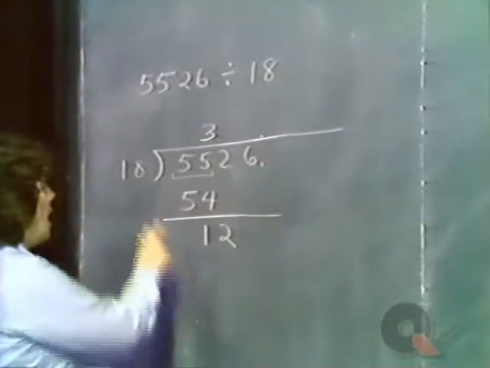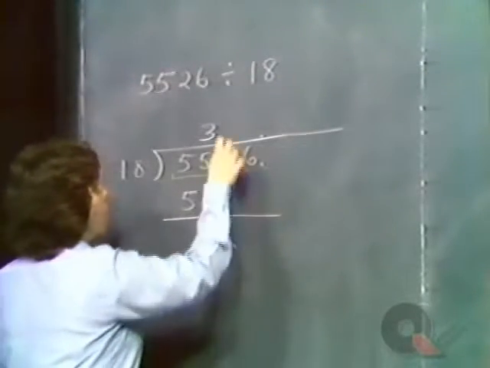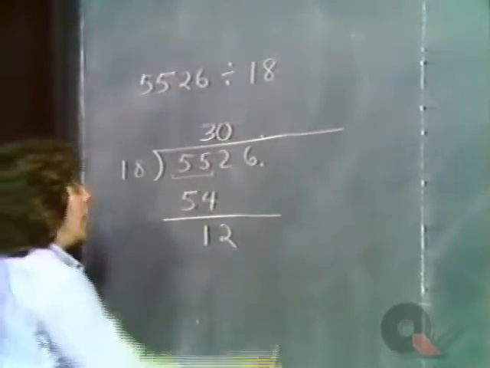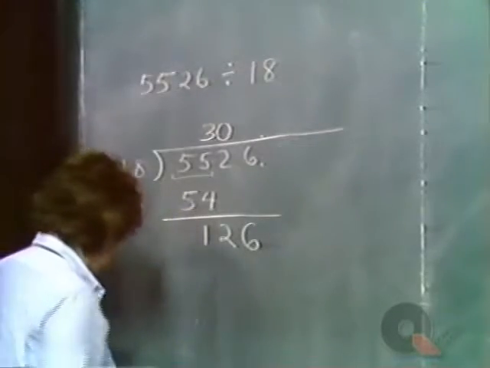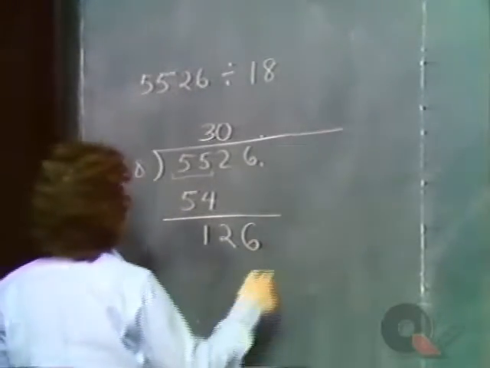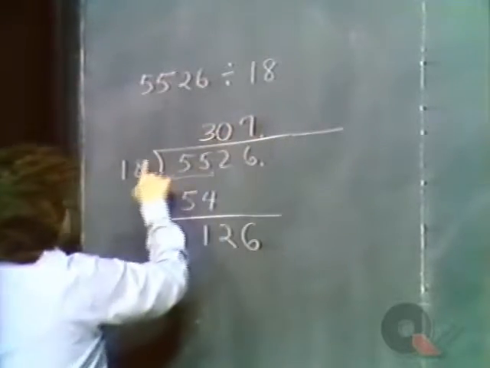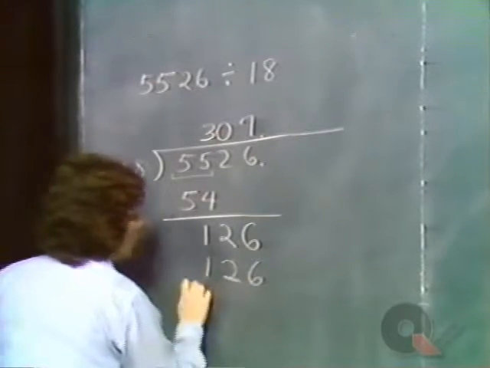Now here it's important. 18 does not go into 12. We're going to have to bring down the next digit. However, it went 0 times, so you must put the 0 there. And you then bring down the 6. 18 into 126 happens to go evenly 7 times. 7 times 18, 8 times 7, 56. 5 plus 7, 12.